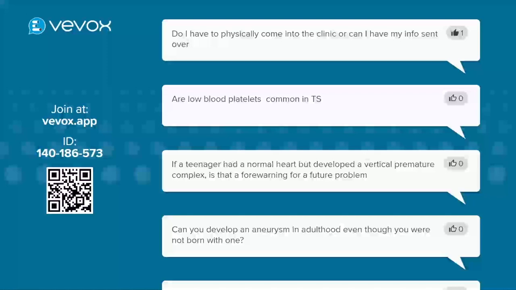It is not normal, and it is a concern. The amount of concern really depends on other factors. But you should definitely talk to your doctor about that if you have one of these PVCs, or premature ventricular contractions.